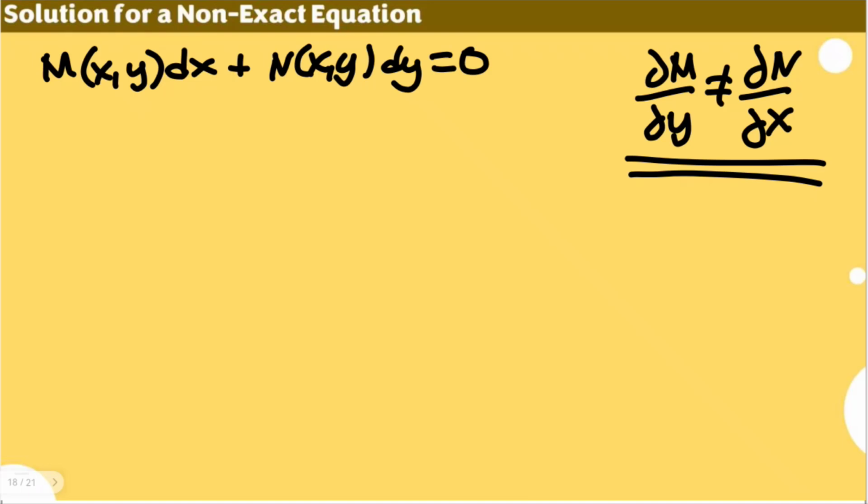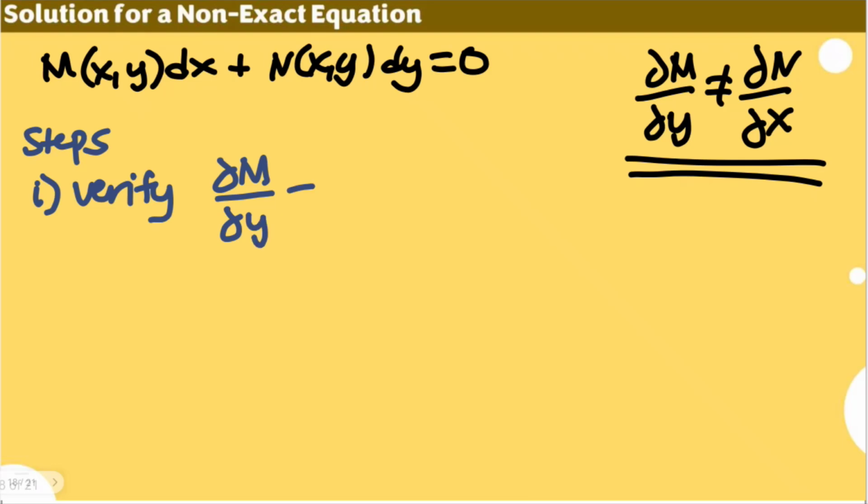So how do we outline the process? We will start here, okay? So we have here the steps. Number one is, of course, this might not be needed because we are sure it to be non-exact, but just to be sure, let's verify that the partial derivative of M with respect to y is not equal to the partial derivative of N with respect to x. Of course, again, if this is true, then basically we know that this is a non-exact equation. But I'm just writing it here so that I can verify the complete process.